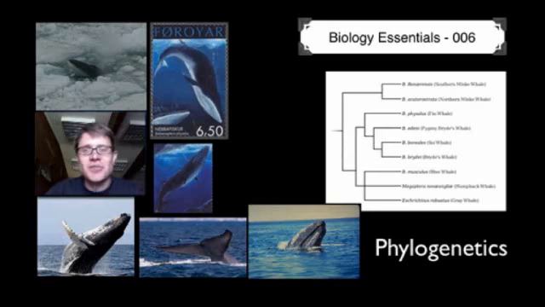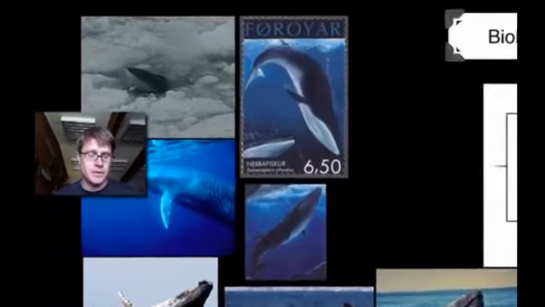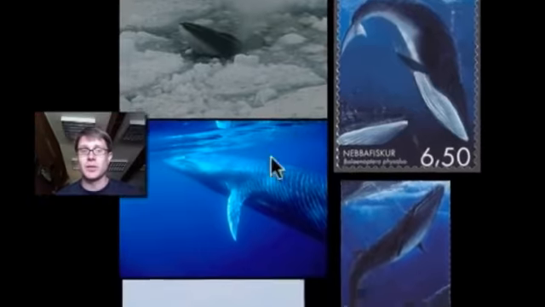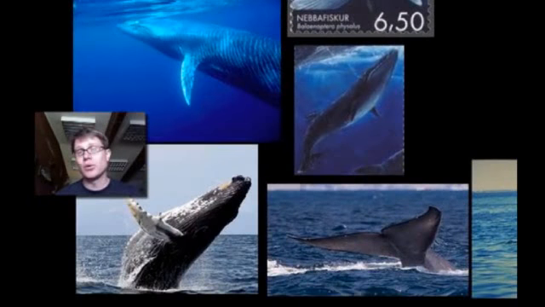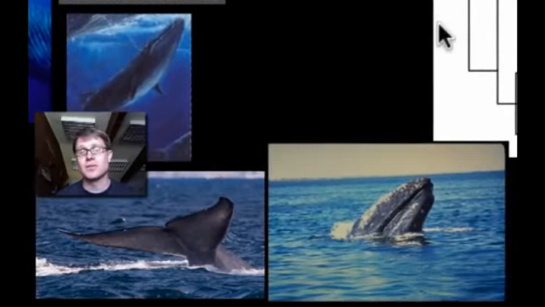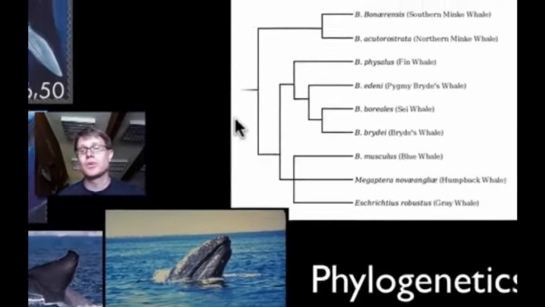Hi, it's Mr. Anderson, and welcome to Biology Essentials video number 6. This is on phylogenetics, and phylogenetics is essentially the evolutionary history or the evolutionary family tree of organisms. If you look on this page, we've got a number of pictures of cetaceans, so a bunch of whales. So the goal of phylogenetics is to create a phylogenetic tree. In other words, a tree that shows who's related to who.